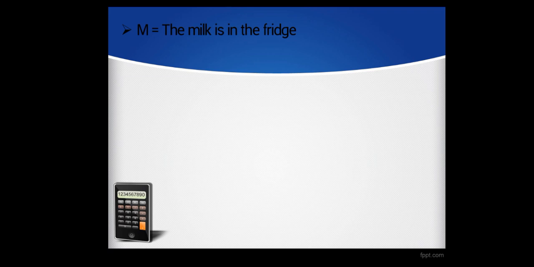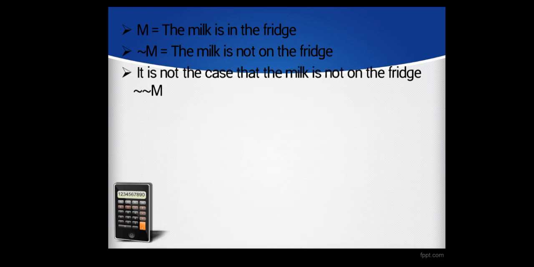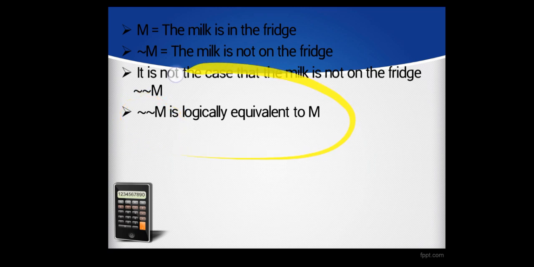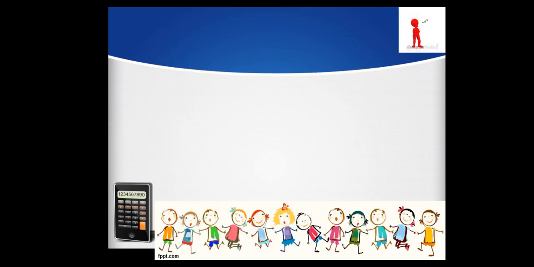Okay, for example, we have here M, the milk is in the fridge. Or not M, the milk is not in the fridge. It is not the case that the milk is not in the fridge. So, therefore, not not M is logically equivalent to M. That is for the double negation.